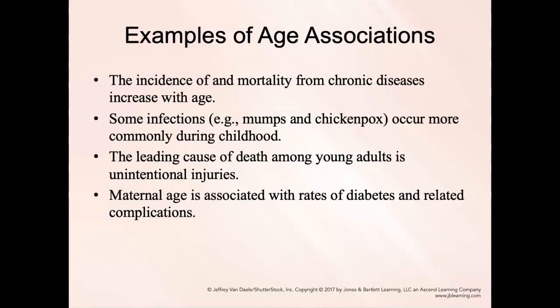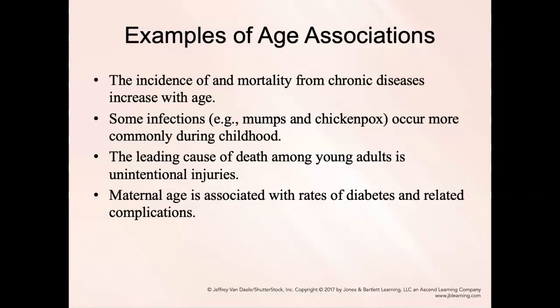In this slide, I've got a few examples of age associations. The incidence of and mortality from different chronic diseases can increase with age. As I mentioned, cancer is a great example of that. Certain infections are more prevalent and common the younger you are. So something like chicken pox is something that is going to typically affect young children much more often than older adults. The leading causes of death are very different across age groups.